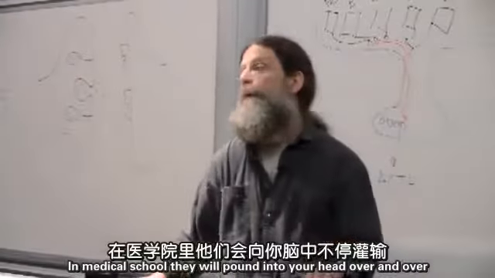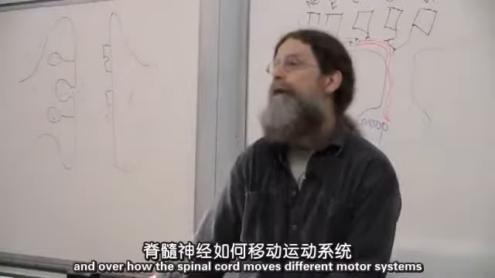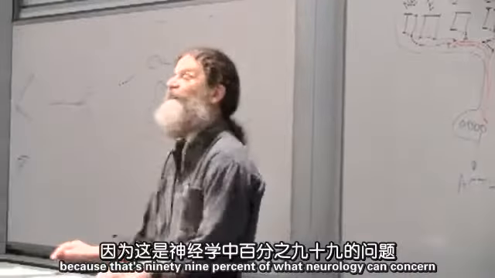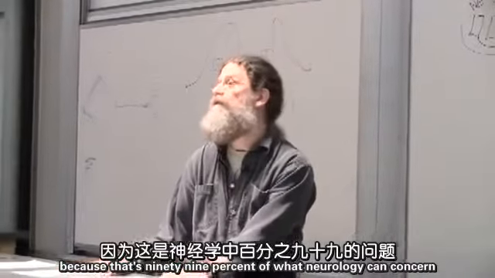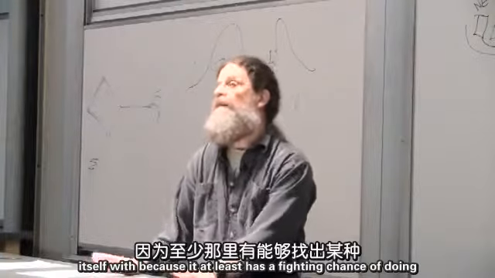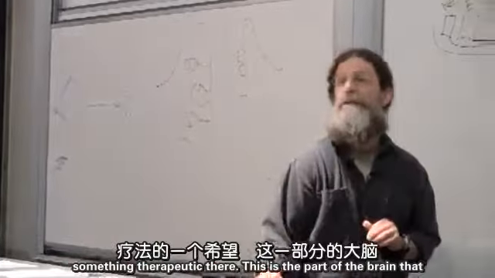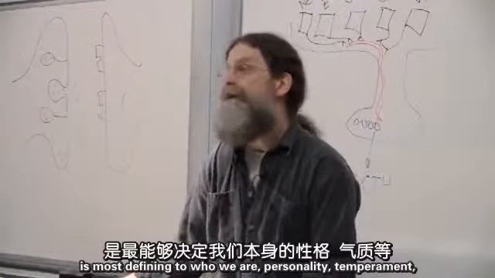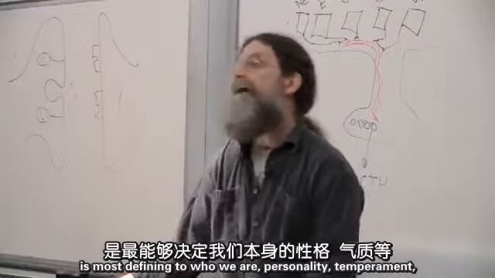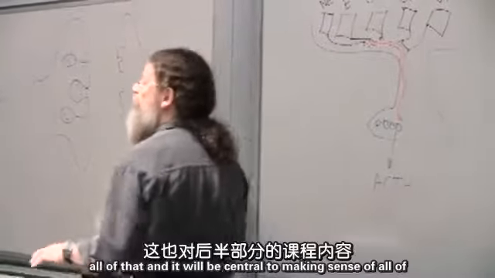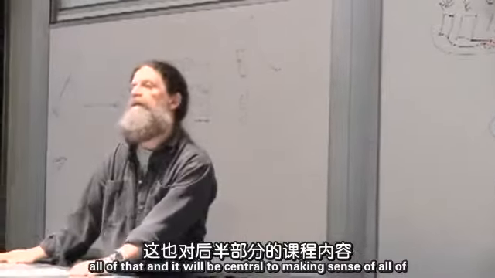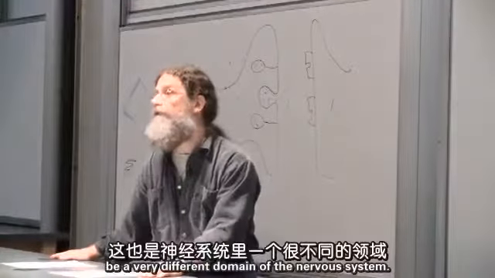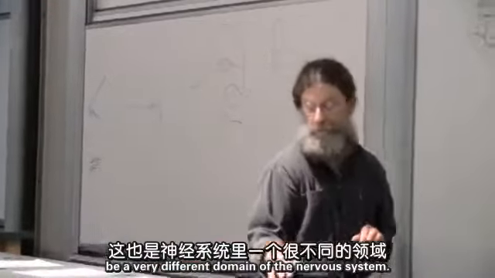In medical school, they will pound into your head over and over and over how the spinal cord moves different motor systems, because that's 99% of what neurology can concern itself with, because it at least has a fighting chance of doing something therapeutic there. This is the part of the brain that is most defining to who we are, personality, temperament, all of that, and it will be central to making sense of all of this stuff coming in the second half of the course. So it's going to be a very different domain of the nervous system.